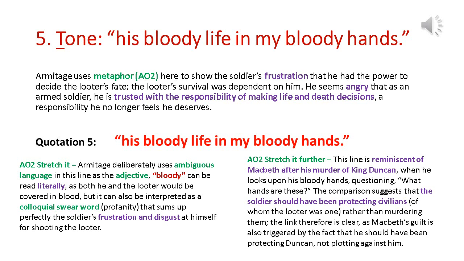So it's also quite effective to talk about the tone of a poem. If you look at the final line of the poem, "his bloody life in my bloody hands," we can see that Armitage is using a metaphor here to show the soldier's frustration that he had the power to decide the looter's fate. So the looter's survival was dependent on that soldier's actions. So the soldier seems very angry that he's trusted with that responsibility of making life and death decisions in a split second. He feels like he doesn't deserve that responsibility anymore and that he's not equipped to make such important decisions.